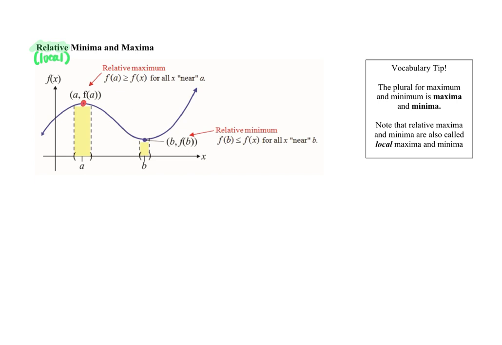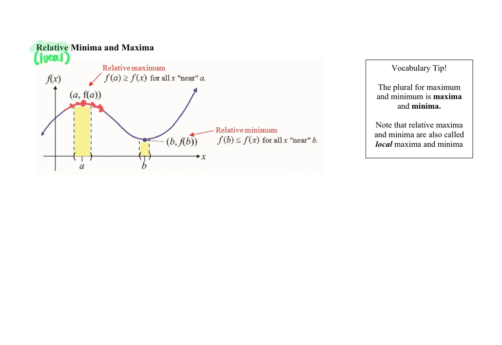So a relative max, if we look at this graph, we have a relative max right here at (a, f(a)), and you'll see that as a peak in the graph or a high point in the graph. Basically on this graph, we can see that my graph is increasing, and then my graph begins to decrease. So my y values are increasing and then they decrease. We've reached a point that is a relative or a local maximum.